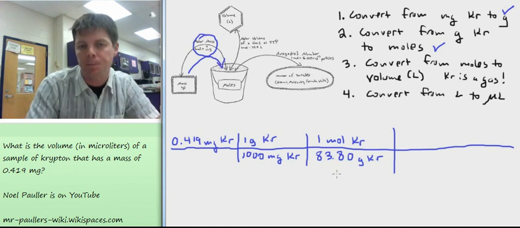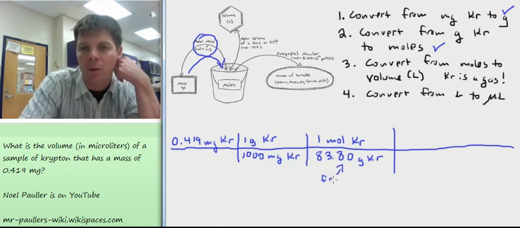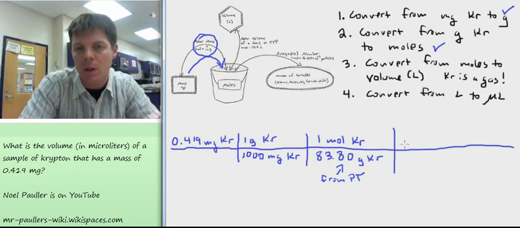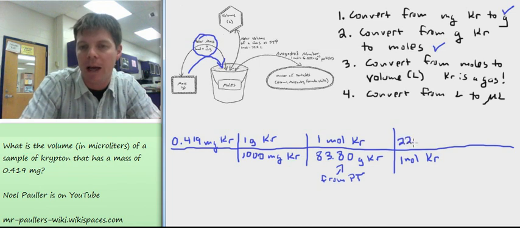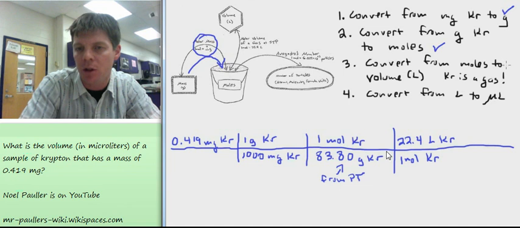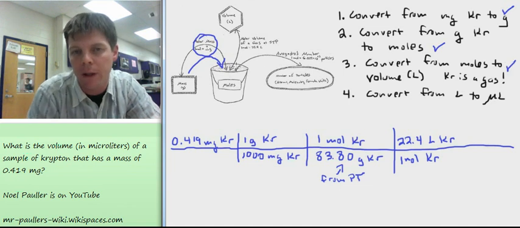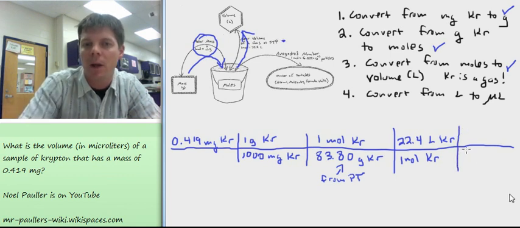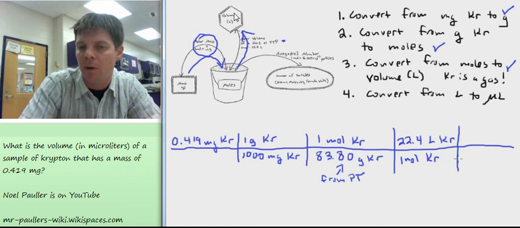That's step 2. My next step will be to convert from moles to a volume in liters. In order to do this, we need to use the fact that 22.4 liters of gas is the same thing as 1 mole of a gas. So 1 mole of krypton at STP, standard temperature and pressure, will have a volume of 22.4 liters. Standard temperature is 0 Celsius. Standard pressure is 100 kilopascals. I've now converted from moles to volume in liters.